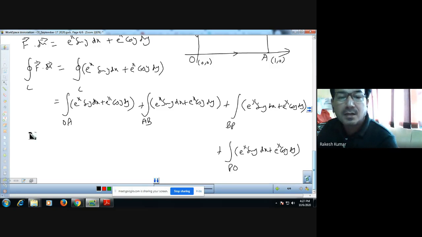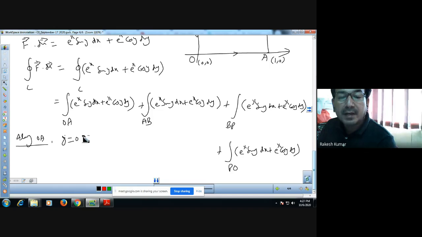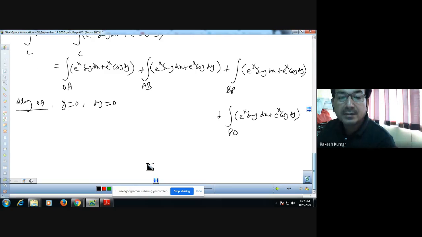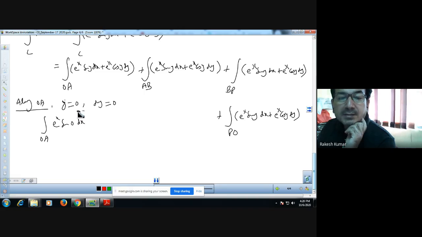Now, what is the line OA? OA is the horizontal axis, that is the x-axis. So along OA, on the x-axis, y is 0. It means dy is always 0, so the differential of y will also be 0 in that case. So what do you have? You will have the value along OA: e power x into sin of y, sin of 0, into dx, and y is also 0.